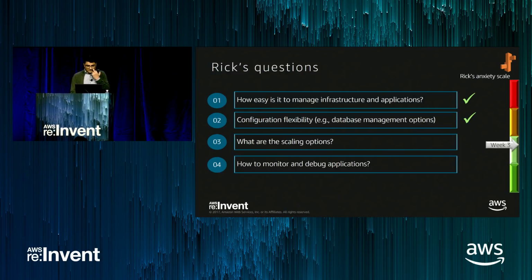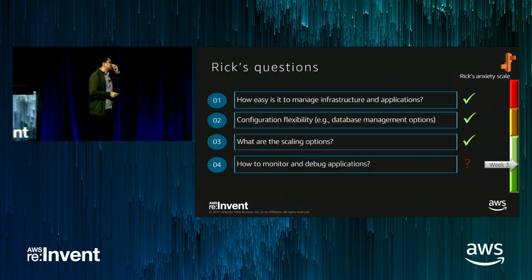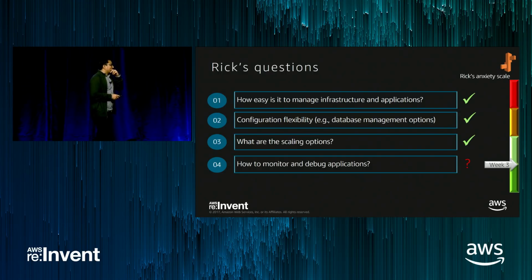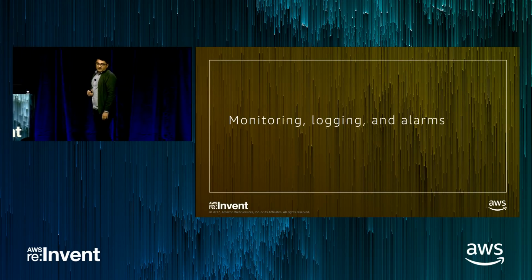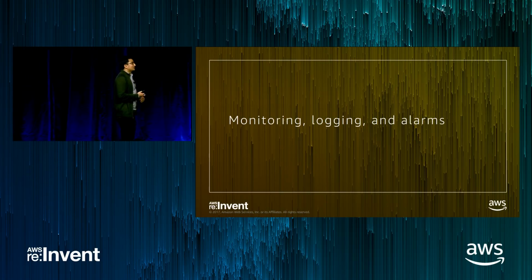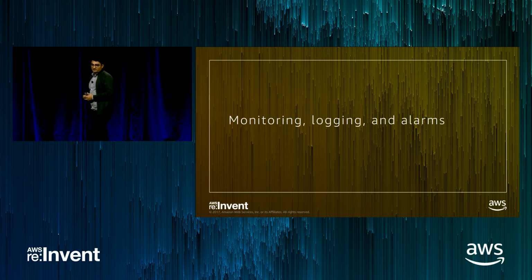All right, so he's pretty confident now the scaling works, and now he wants to quickly review how he can monitor and debug his applications. And if you see, his anxiety scale is now in a comfortable zone. Now he's pretty close to his application deployment. All right, so let's review how Rick and his team can monitor, capture logs, and set up alarms for his environment.